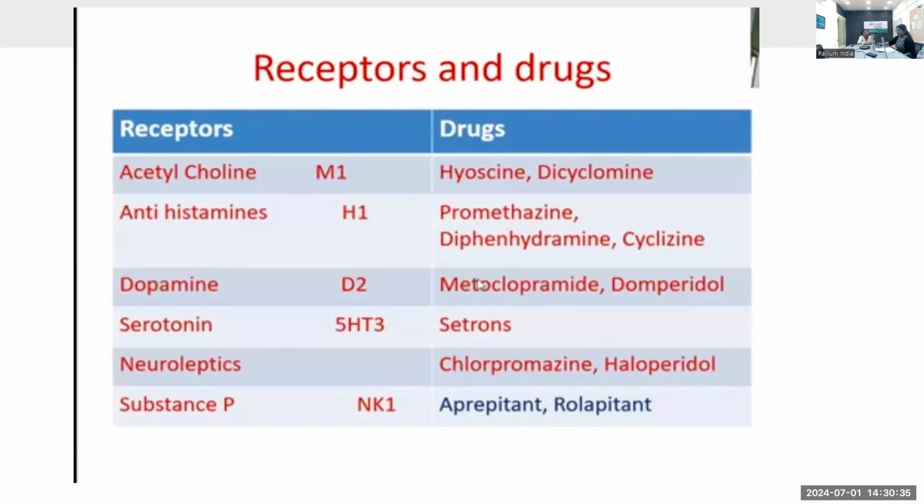Dopamine receptor D2 antagonists: metoclopramide, domperidone. And serotonin receptor 5-HT3 blockers, the setrons like ondansetron, granisetron. Neuroleptics are like haloperidol, very commonly used. We'll talk about it. Chlorpromazine and haloperidol. Substance P receptor antagonists, examples of antiemetics are aprepitant and rolapitant. They are newer drugs. That's not very commonly used.